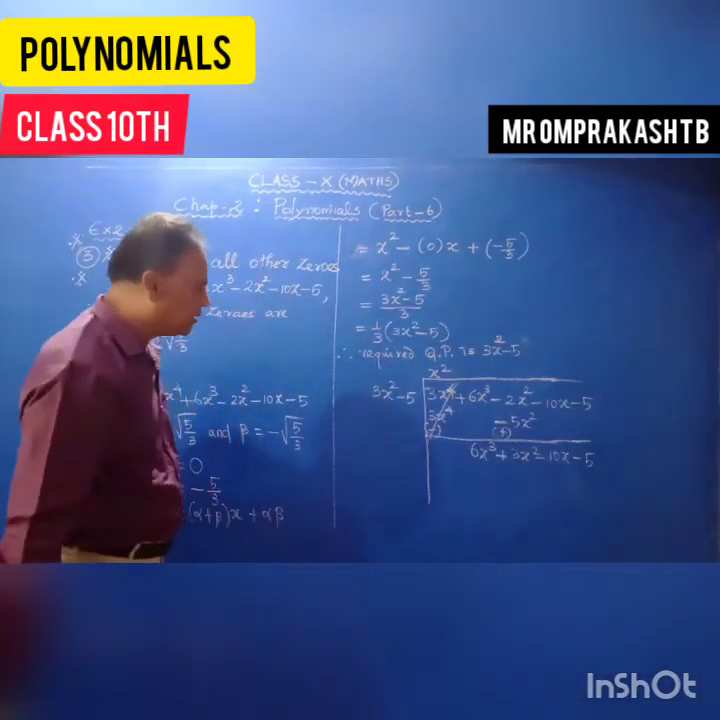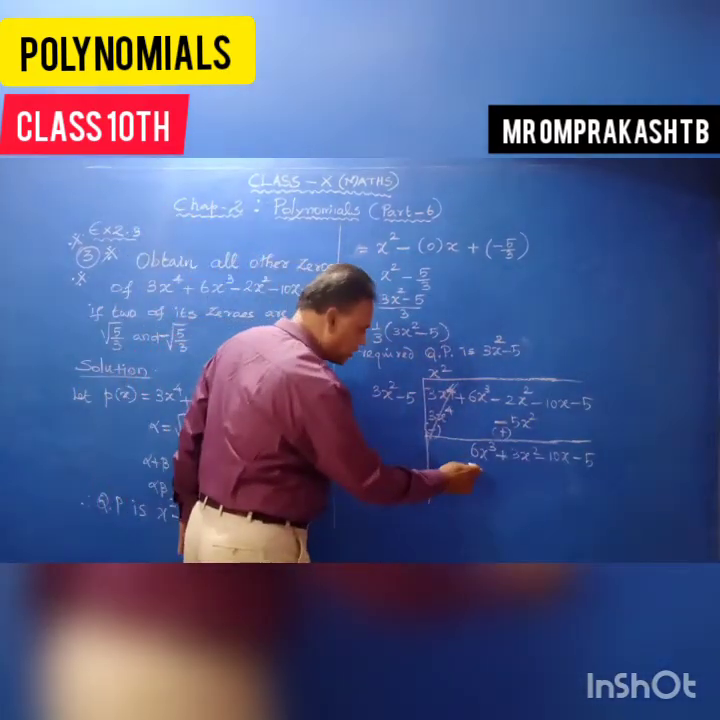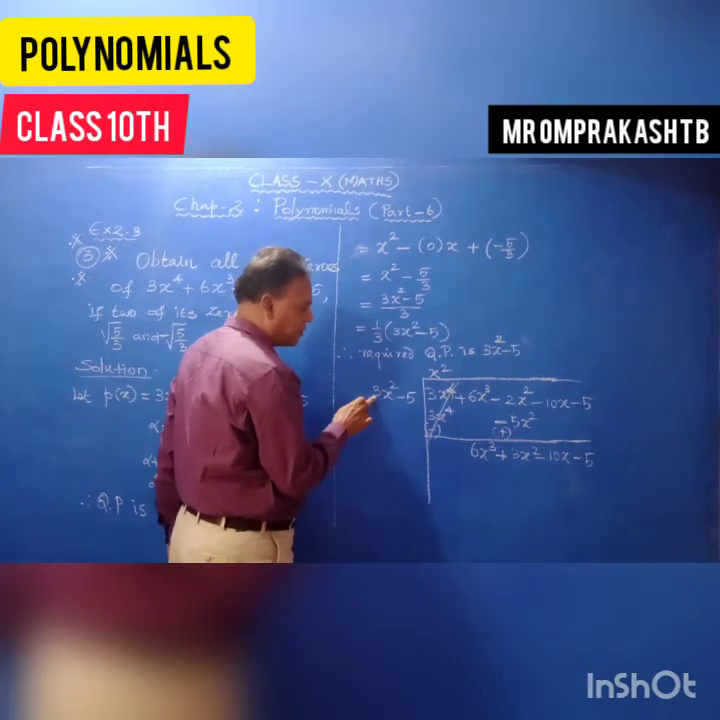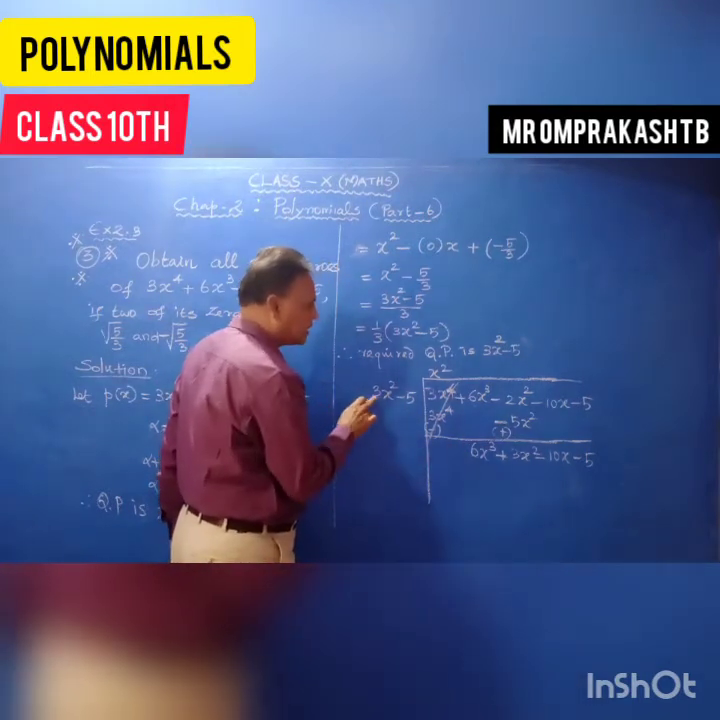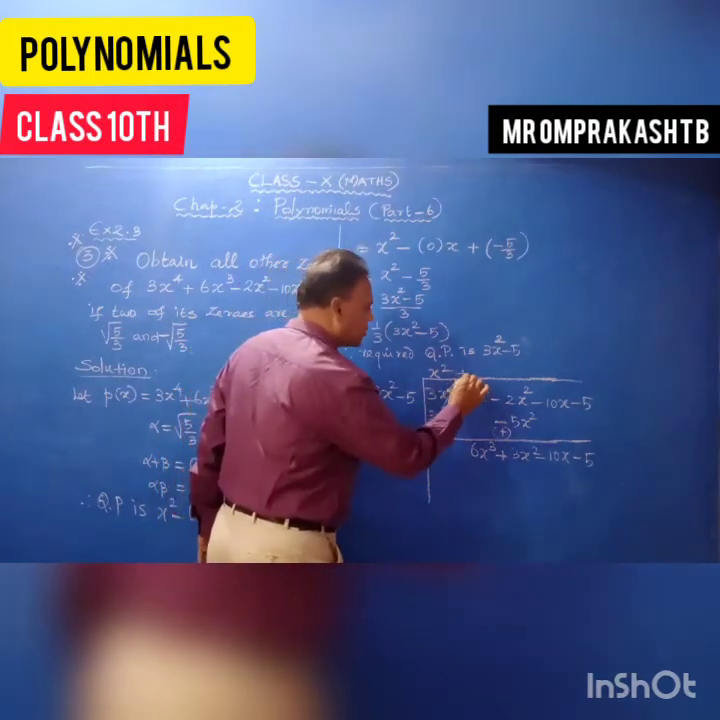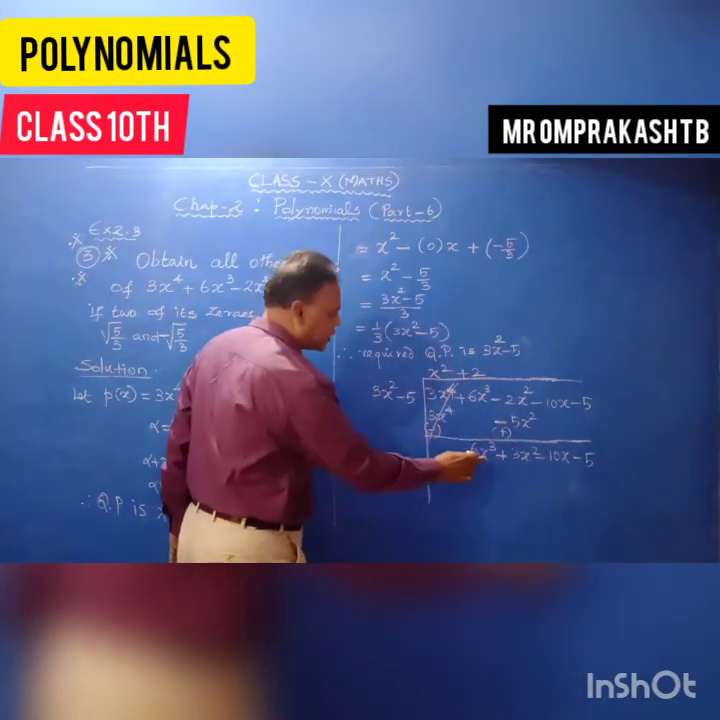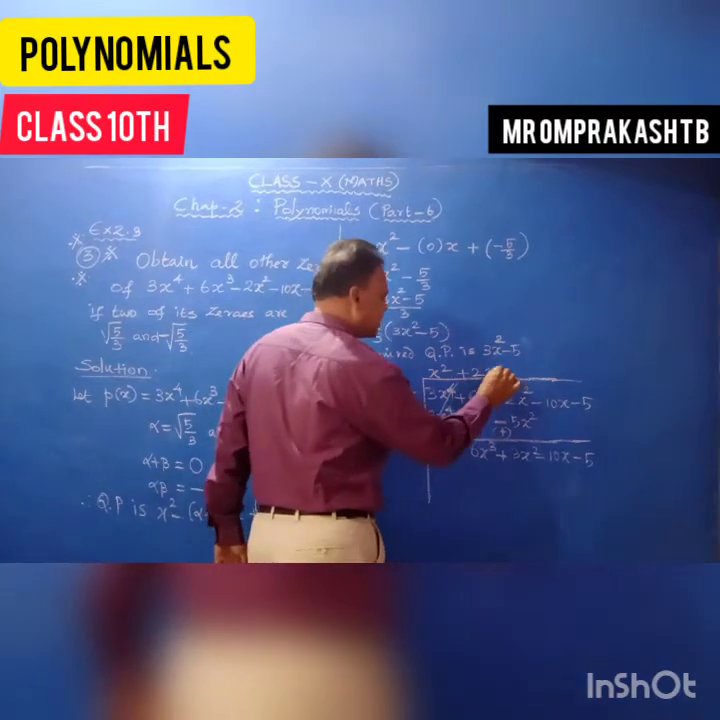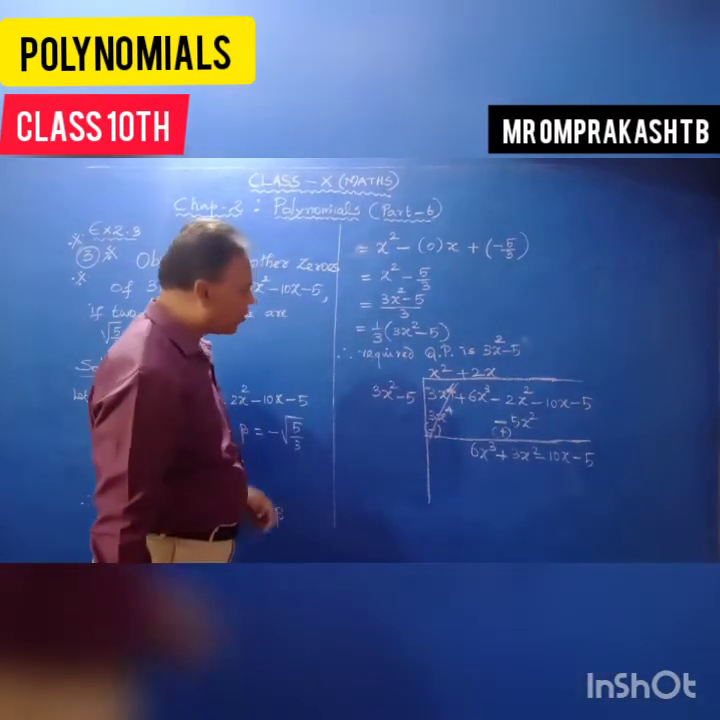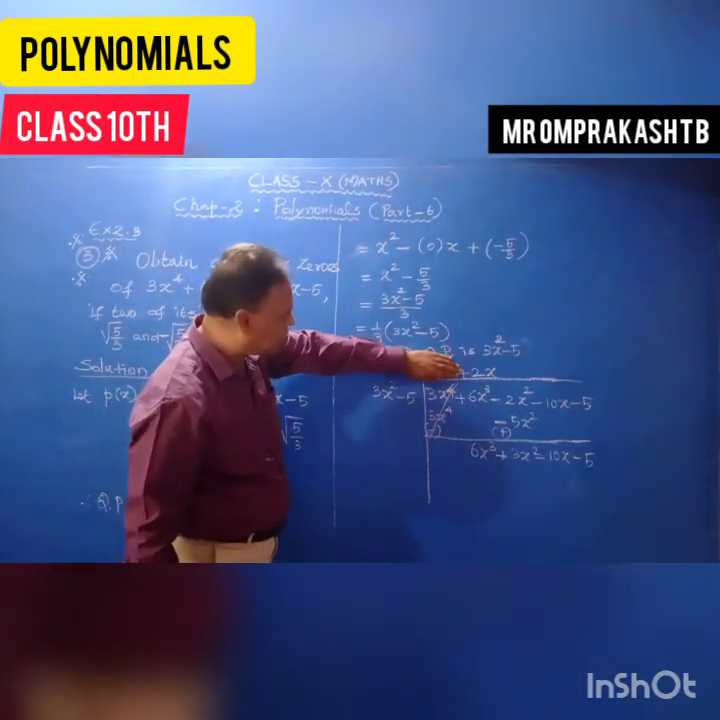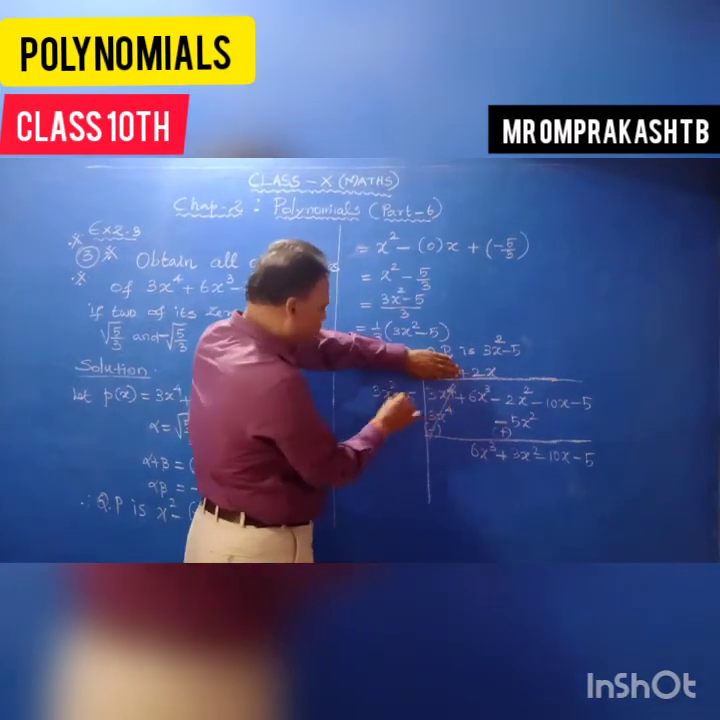Clear? Now again, first term by first term. That means 6 by 3 is how much? 2, plus. Then x cube by x squared is x. Understand? Now what you have to do is ignore this first term, take this 2x and multiply.